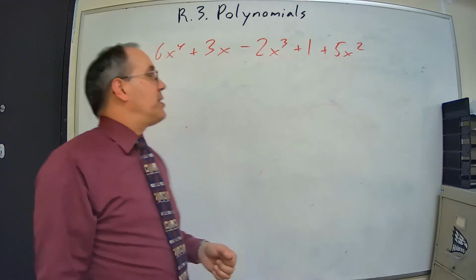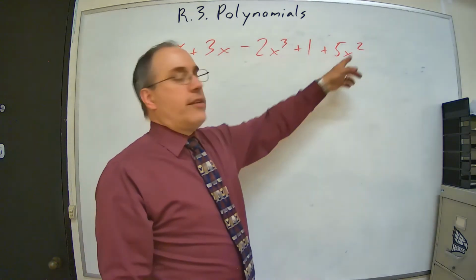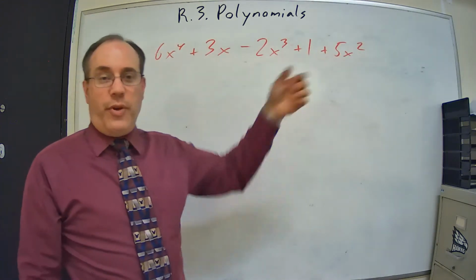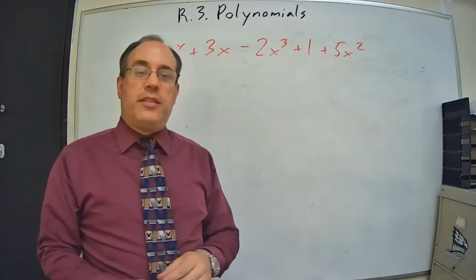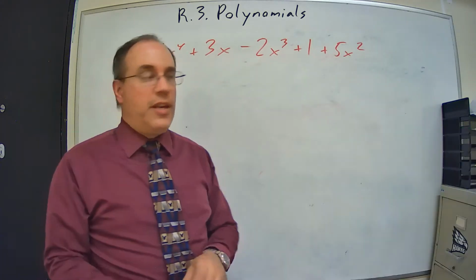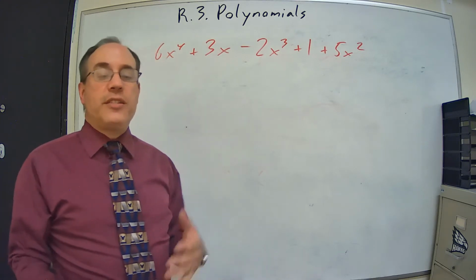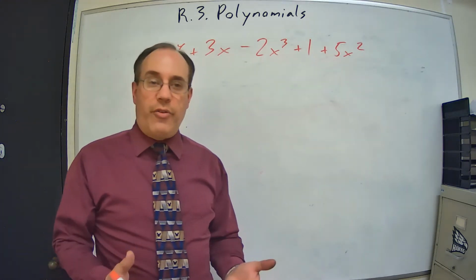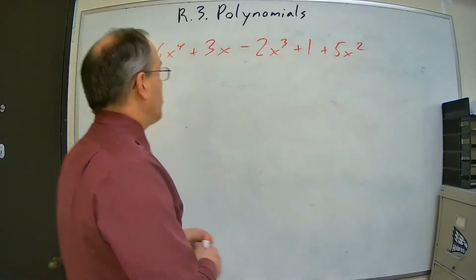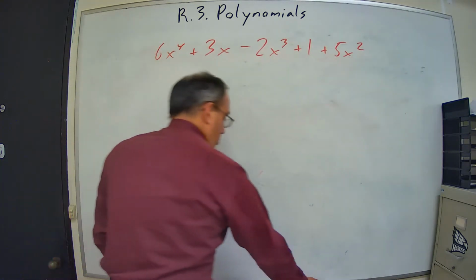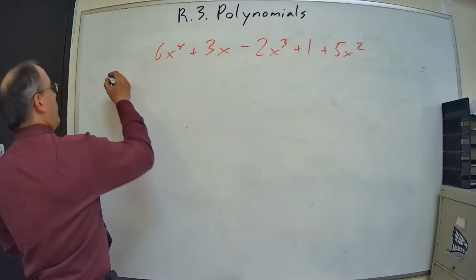Ascending order means that the exponents increase as we go from left to right. Descending means that the exponents decrease as we go from left to right. And there are various reasons why we would choose to go either way. So let's just look at this quickly and put it into ascending order.